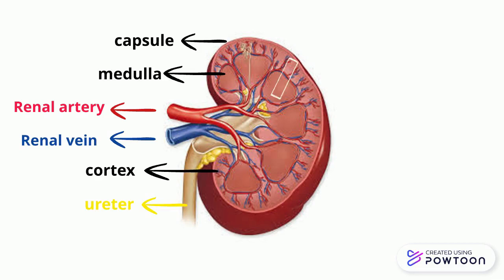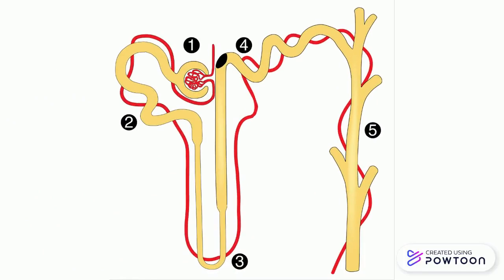The white rectangle shows the location of where a nephron could be located, spanning the medulla and the cortex. Here is a diagrammatic representation of a nephron. Each nephron is about 30 to 50 millimeters long and is only about 20 microns in diameter. There are around 1 million nephrons in each kidney. The nephron is divided into 5 main sections.